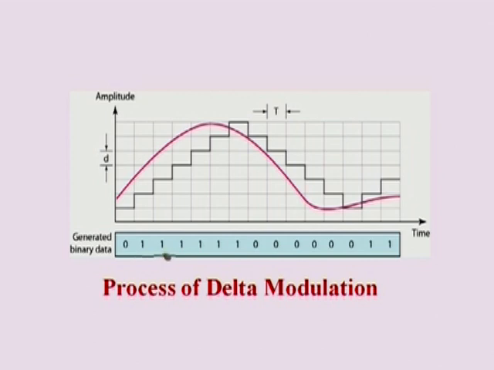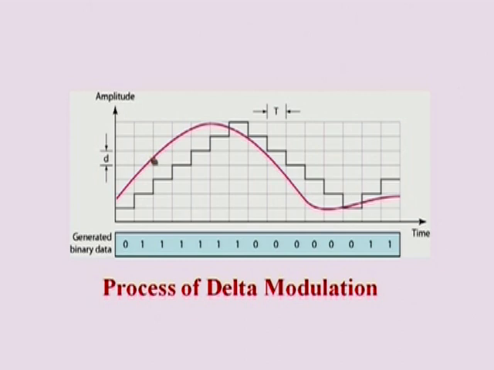It is 0, 1, 1, 1, 1. If you see here, this is higher, and if you see here, this is lower. So, 0, 0, 0, 1. So, this is the way of generating a delta modulated signal.